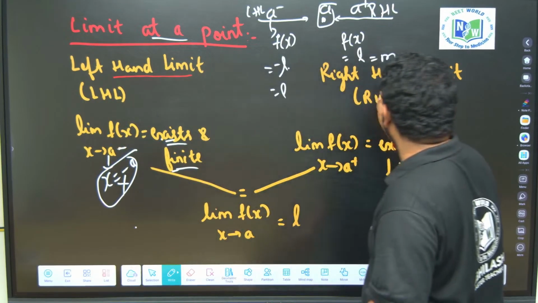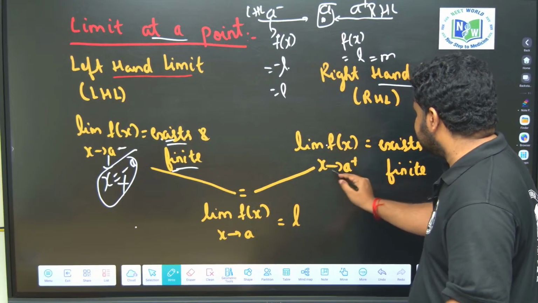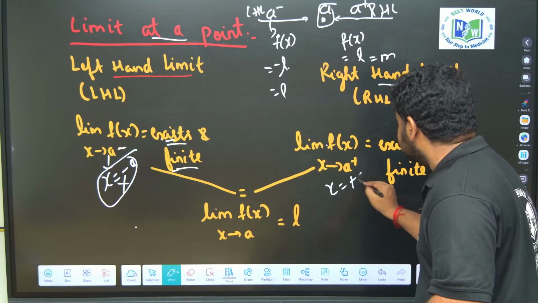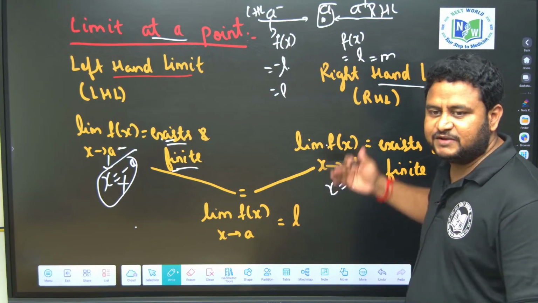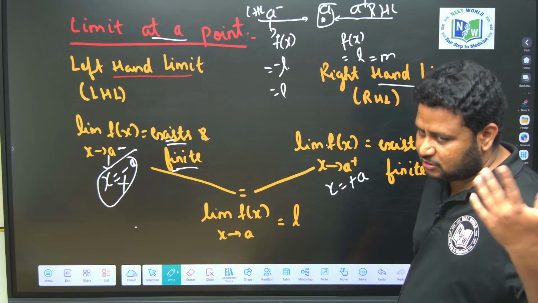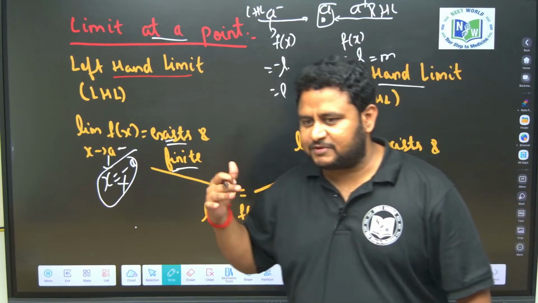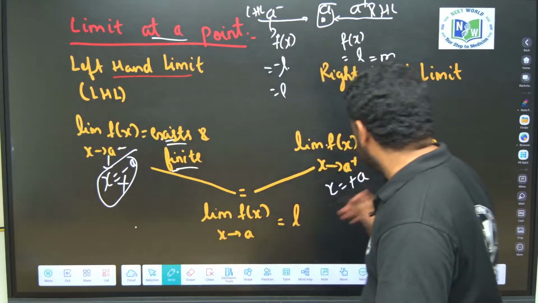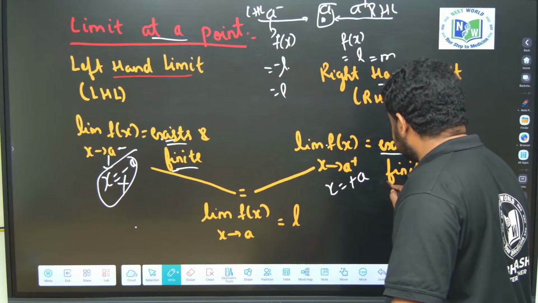Similarly, if I talk about the right-handed limit, limit f of x as x tends to a plus. A plus means what? It is not x equal to plus a. It is not like that. It is that you are coming from the right side. That is the notation we are using. A minus means you are coming from the left side. Plus means you are coming from the right side. That is the thing you have to remember. Got it? So here also it should exist and it should be finite.